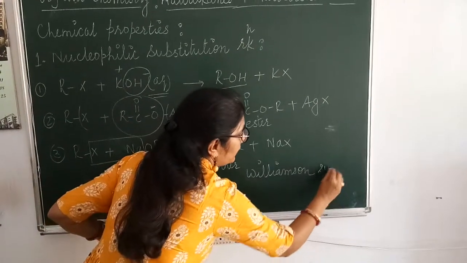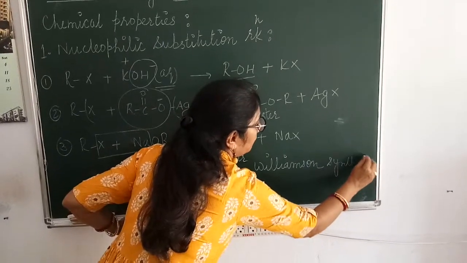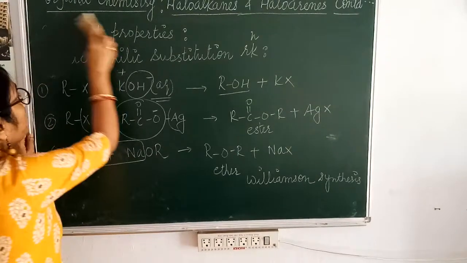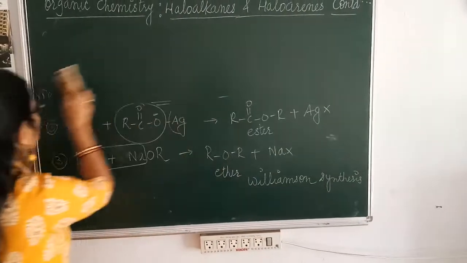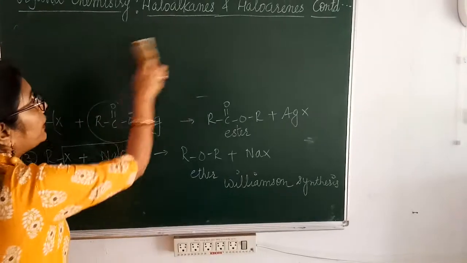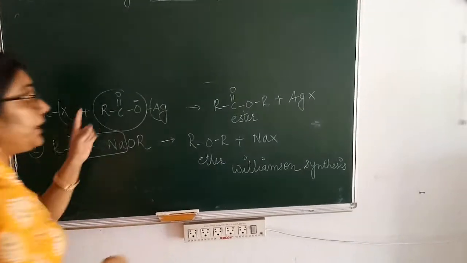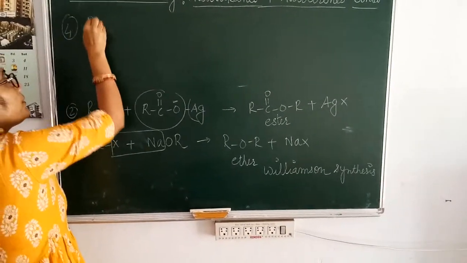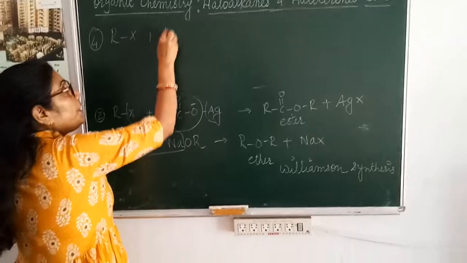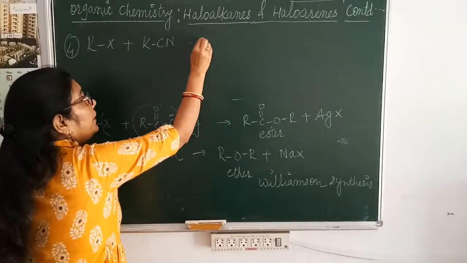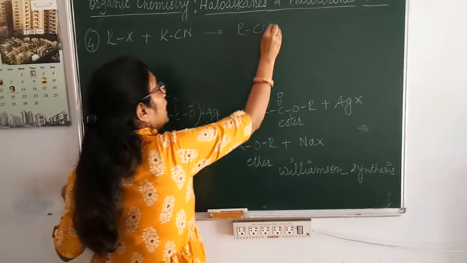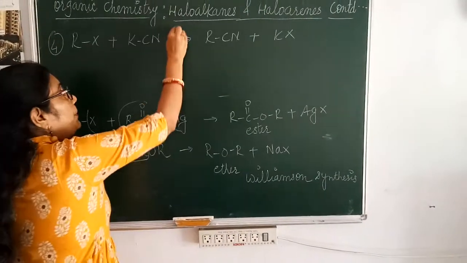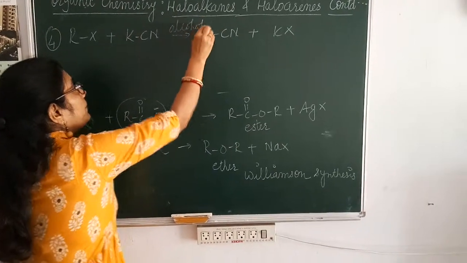Okay, in the next lesson in the ethers chapter we are going to study this reaction and its mechanism in detail. So here the product is ether. You can see alcohol, ether, ester, all can be prepared by using these nucleophilic substitution reactions. Next, when an alkyl halide reacts with potassium cyanide, the product is alkyl cyanide, the byproduct is potassium halide, and the medium is alcohol here.